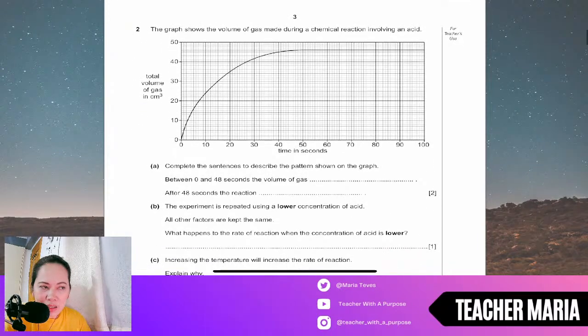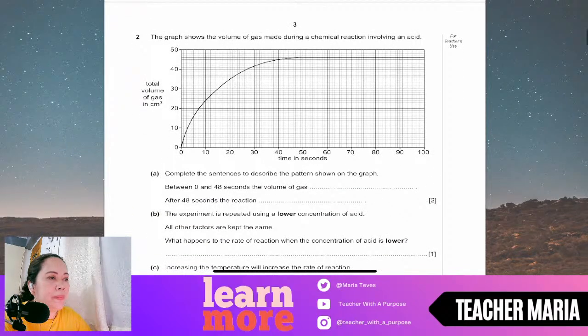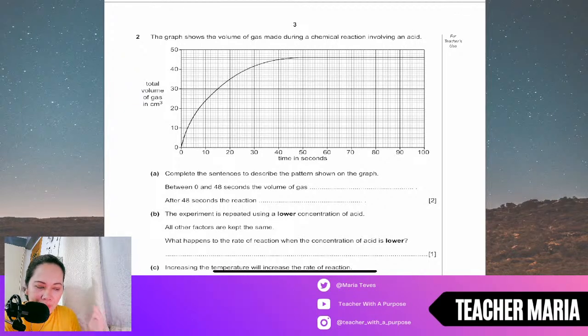Okay, so this is question number two. Question number two is about the volume of gas. If you would notice here, our y-axis is the total volume of gas in cubic centimeters, and the x-axis is the time in seconds. So the graph shows the volume of gas made during a chemical reaction involving an acid.